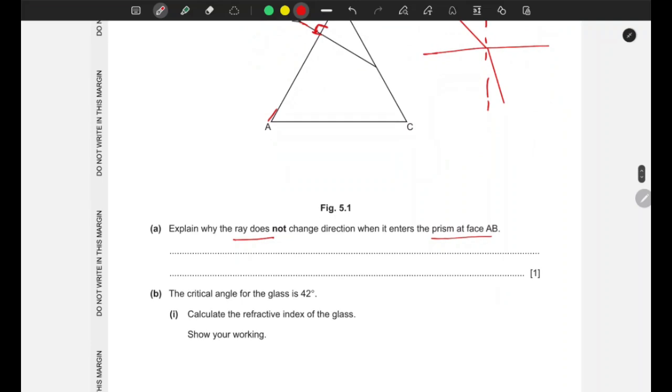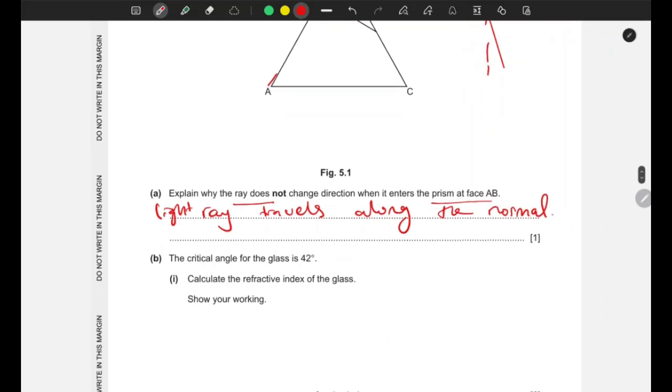So we can say the light ray travels along the normal. That's our answer.